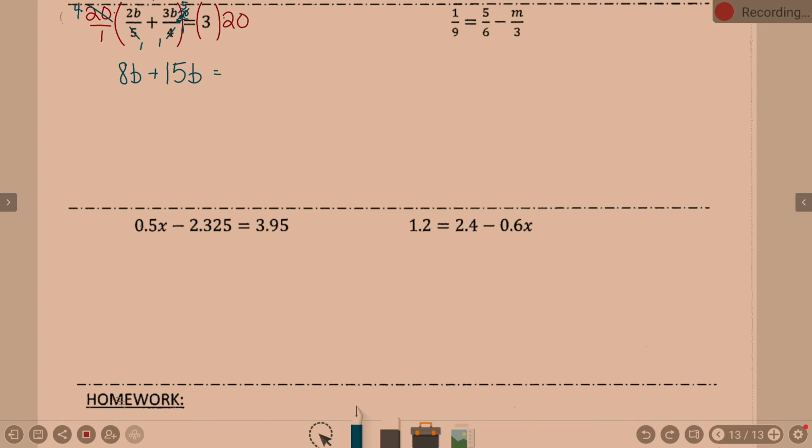So now on my left, I have 8b plus 15b. Now you have to get the b by itself. Hold on. I'm sorry. I have a blank on my right. I need to know what's on the right. What's this say right here? 3. It says 3. It says 20. What are we supposed to be doing with these? Multiplying them. We multiplied the left by 20. We got to multiply the right by 20. Yep. 20 times 3 is 60.